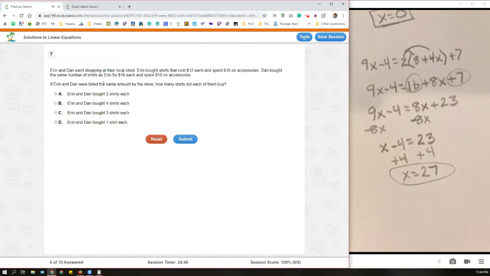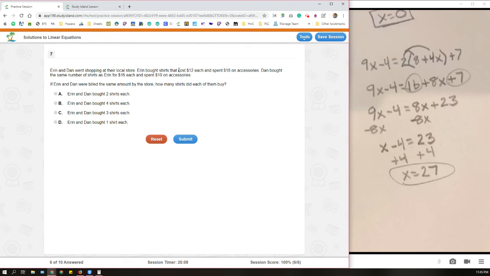Okay, Aaron and Dan went shopping at their local store. Aaron bought shirts that cost $12 each and spent $18 on accessories. Dan bought the same number of shirts as Aaron for $16 each and spent $10 on accessories. If Aaron and Dan were billed the same amount by the store, how many shirts did each of them buy?